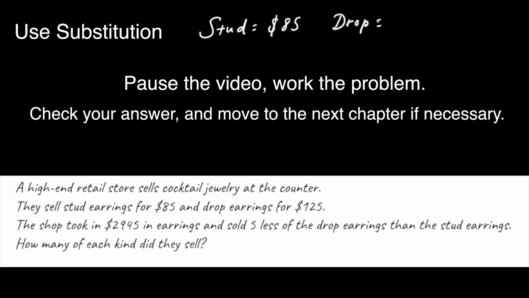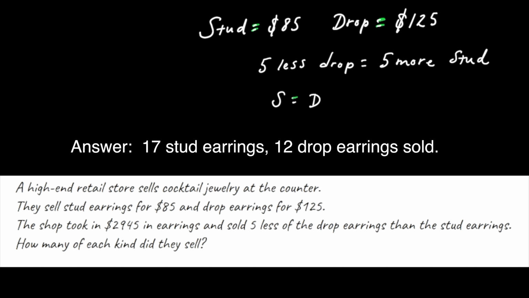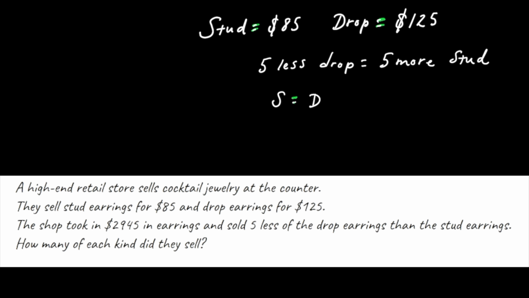So the first thing we want to do is kind of counterintuitive, and I wouldn't normally tell you to do this, but it's really the only way I know to keep it straight. We're going to pretend that the studs equal the drop earrings as far as the number, and we translate 5 less drop earrings into 5 more stud earrings. They mean the same thing, but I like to deal with more. It just makes more sense to me.